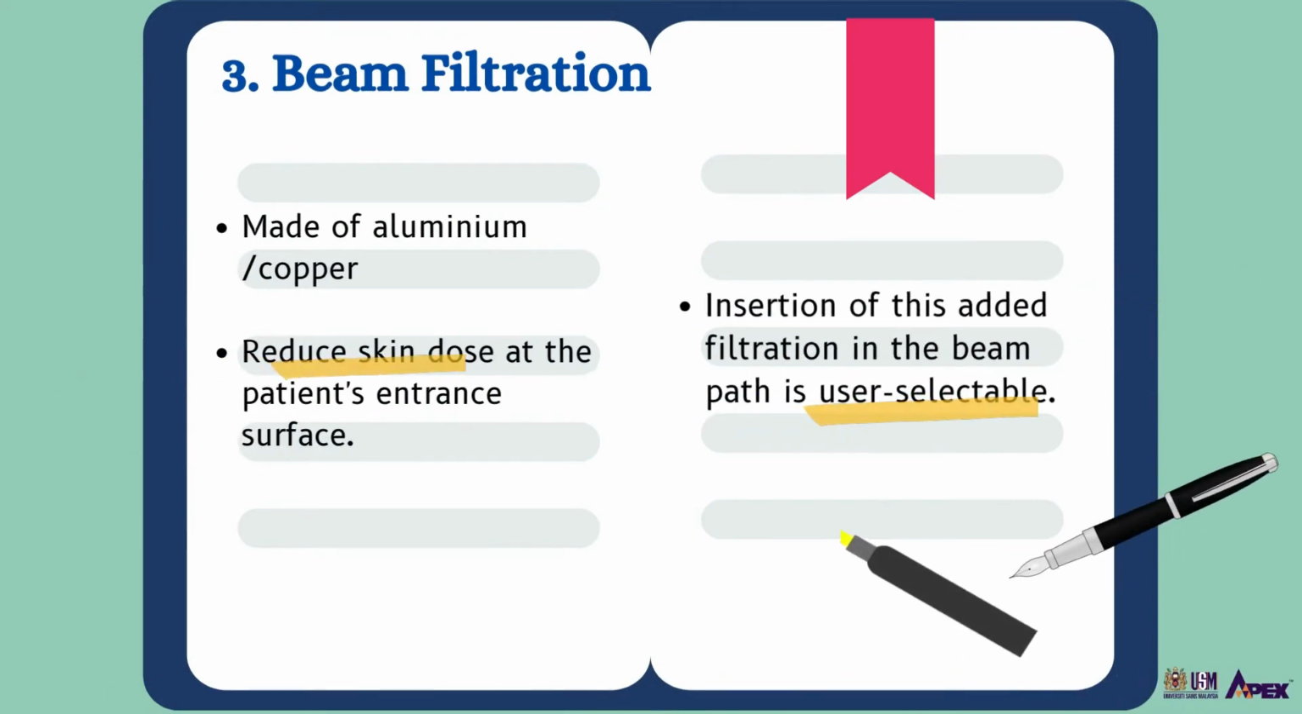Third is beam filtration. Beam hardening filters are made of aluminium or copper that can reduce skin dose at the patient's entrance surface. Insertion of this added filtration in the beam path is user selectable, providing the operator with the flexibility to switch between low dose and higher dose mode as conditions dictate during a fluoroscopic procedure.